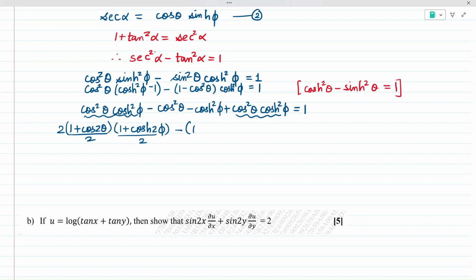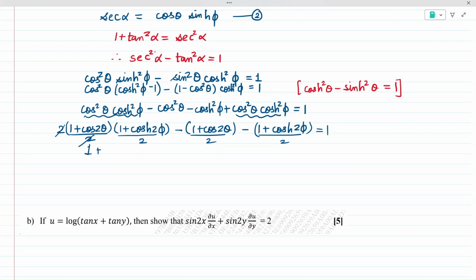This cos square will become 1 plus cos 2 theta divided by 2. And again, the cos hyperbolic square will become 1 plus cos hyperbolic 2 phi divided by 2. And the right hand side 1 is as it is. Here the 2 gets cancelled. Now observe there are 3 terms on the left hand side. All the 3 have the same denominator. 2 से multiply कर देंगे and brackets open करेंगे at the same time.